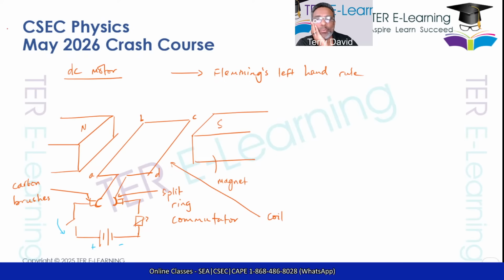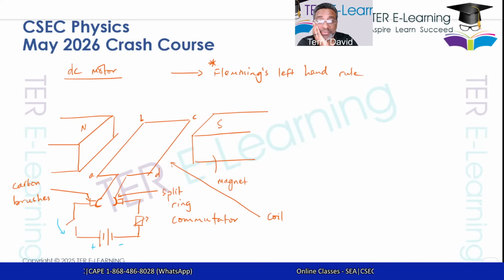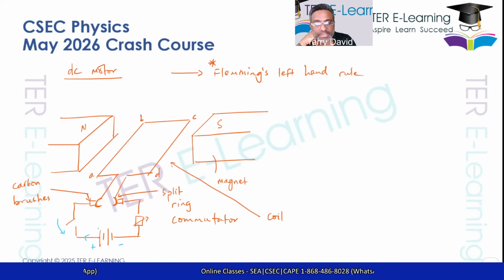Now we have to explain what's going to happen and how the DC motor works. First of all, they will ask you what rule you're using: Fleming's left-hand rule, not the right-hand. Left-hand rule is used for the DC motor. So if I follow the path of the current flowing from positive to negative, the current is going to flow through the carbon brushes. It's going to flow here, here, and eventually here. Now, with that current through AB, we have to predict whether the coil is going to move up or down. That's what we need to predict.